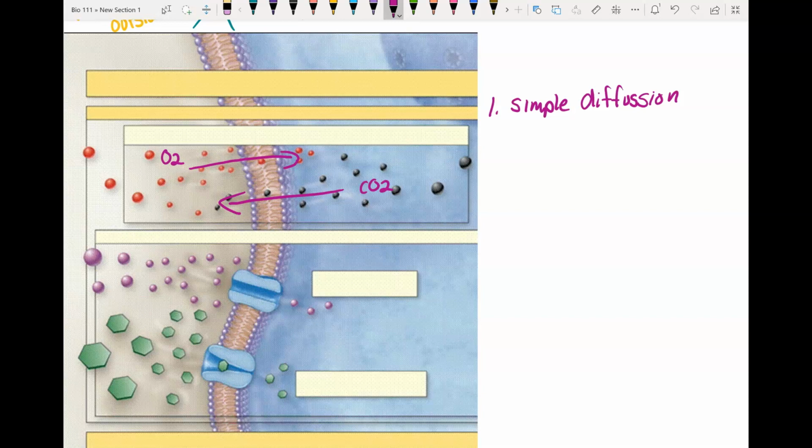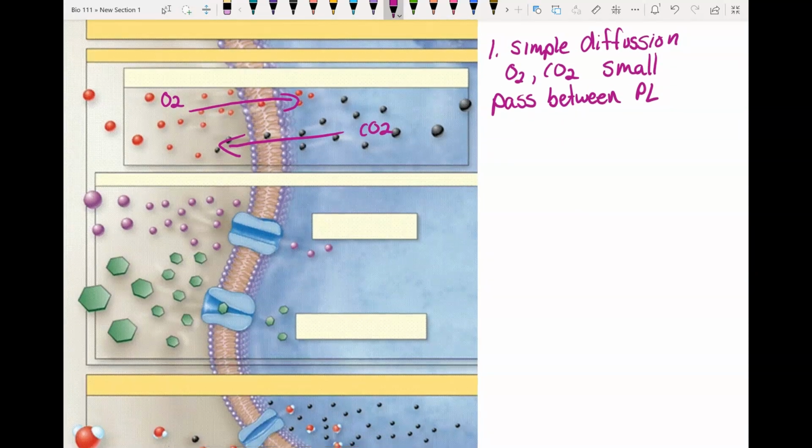Molecules are moving on their own from an area of high concentration to an area of low concentration. This is simple diffusion because notice they're just passing between the phospholipids. So this is things such as oxygen and carbon dioxide. They are small molecules and they pass between the phospholipids of the cell membrane. The next one here is another type of diffusion called facilitated diffusion.